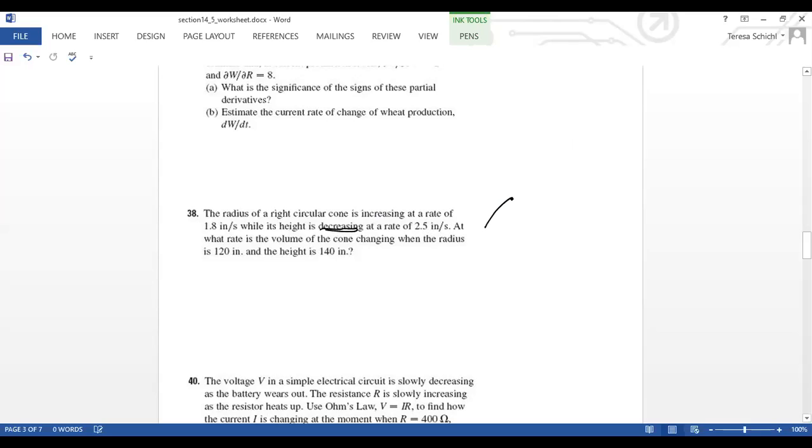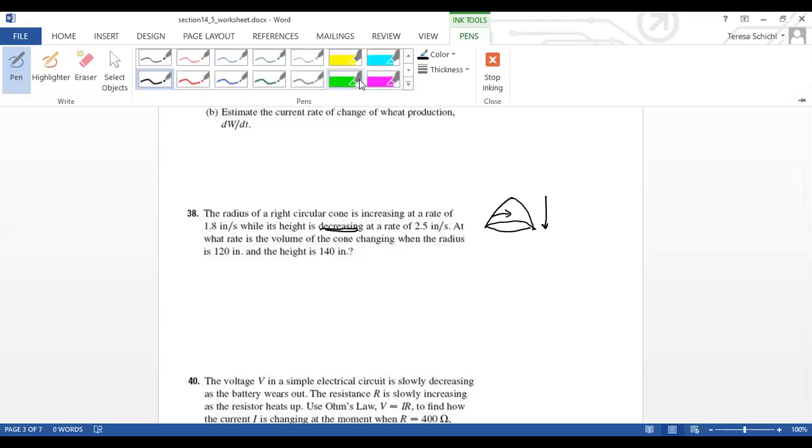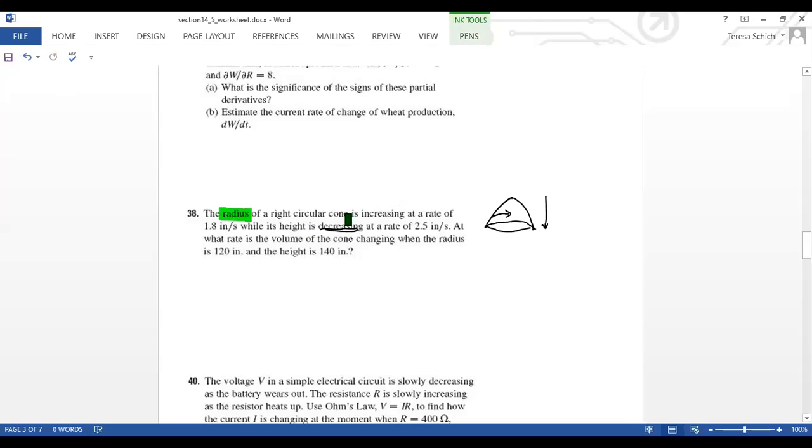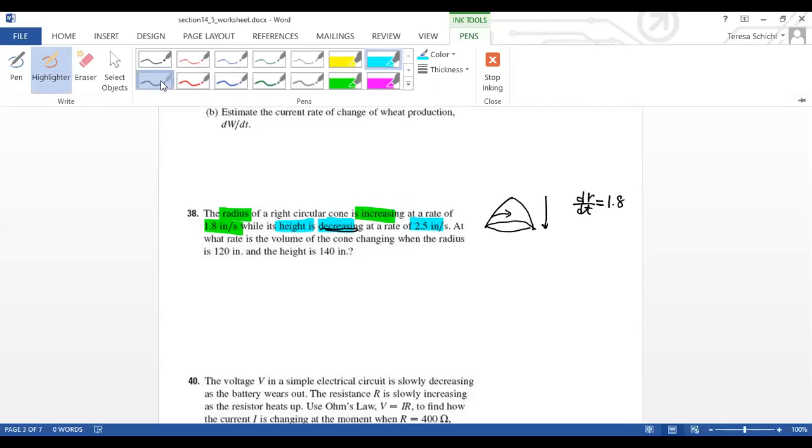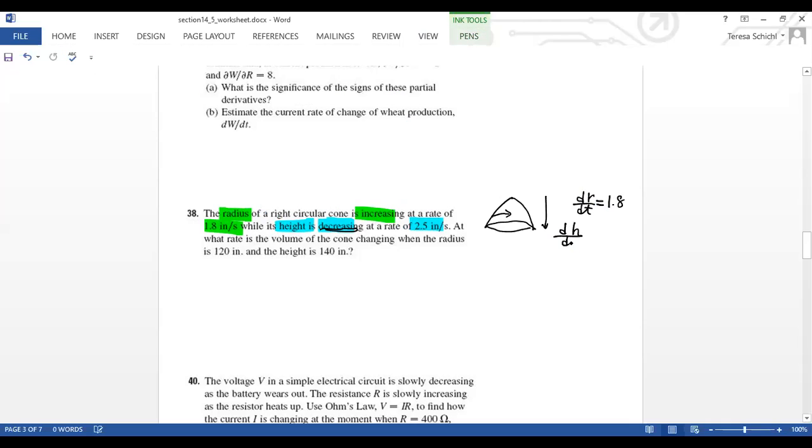Okay, so let's take a look. This is our right cone, right? The height is decreasing, and the radius is going to be increasing here. Now let's write down all the information we know. The radius is increasing at the rate, so dr/dt is equal to 1.8, right? Then they tell us the height is decreasing at a rate of 2.5, so dh/dt is equal to negative 2.5, because it's decreasing.